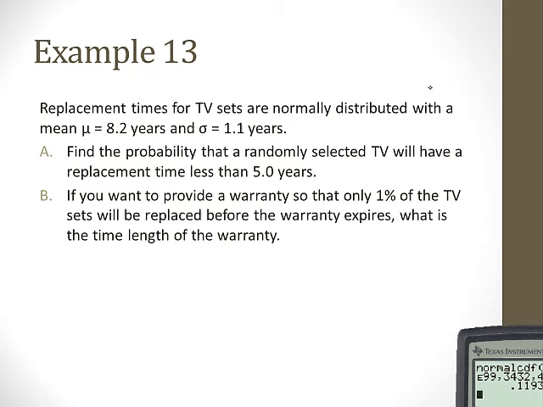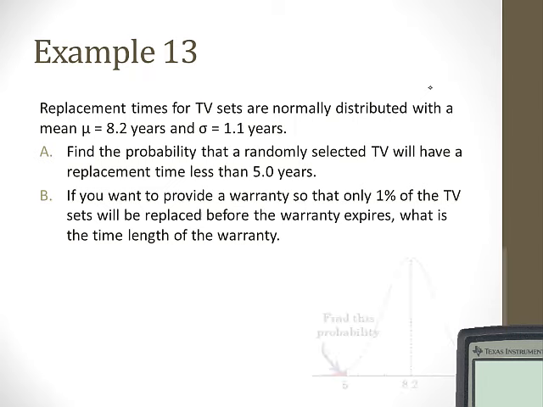Example 13. Replacement times for TV sets are normally distributed with a mean of 8.2 years, standard deviation 1.1. Find the probability that a randomly selected TV will have a replacement time less than 5 years. And then part B, if you want to provide a warranty so that only 1% of the TV sets will be replaced before the warranty expires, what length of time should the warranty be? Okay, so you can pause the video, draw these out. All right, welcome back. So let's draw these out.